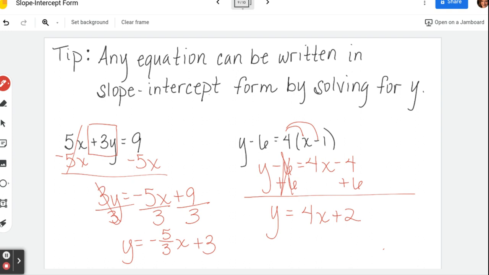Those two things we'll work on more in another section. I just wanted you to see that any equation can be rewritten in slope-intercept form. Right now, the focus of your homework is just going to be on that y equals mx plus b. This was just kind of an overview into other sections. Okie doke.